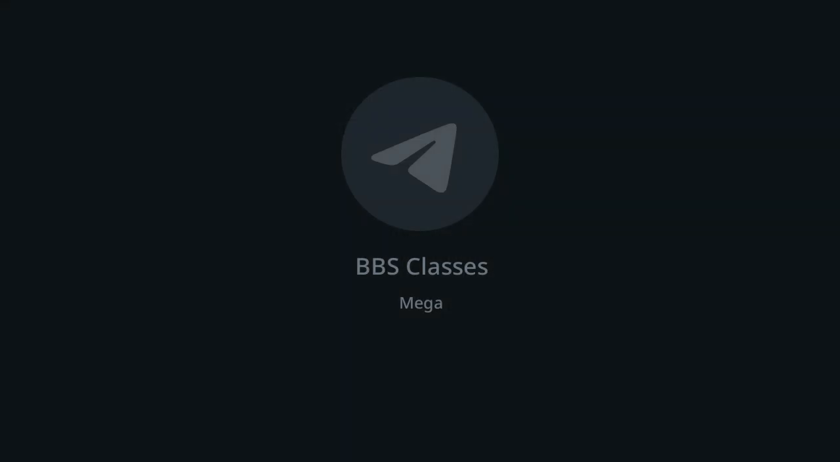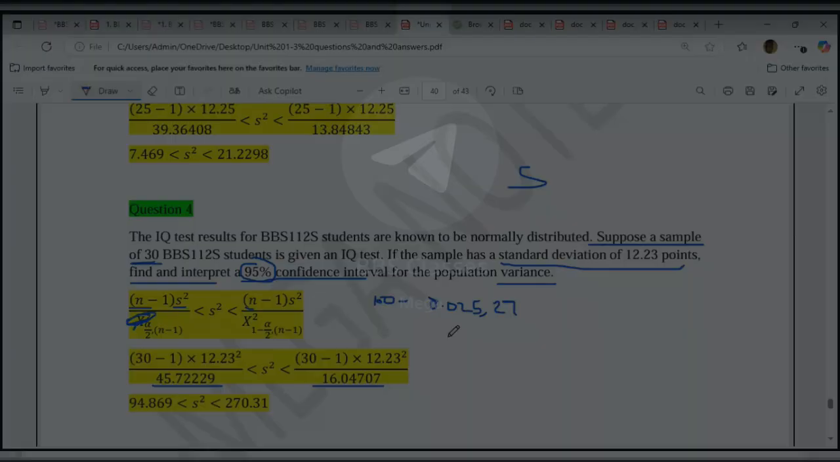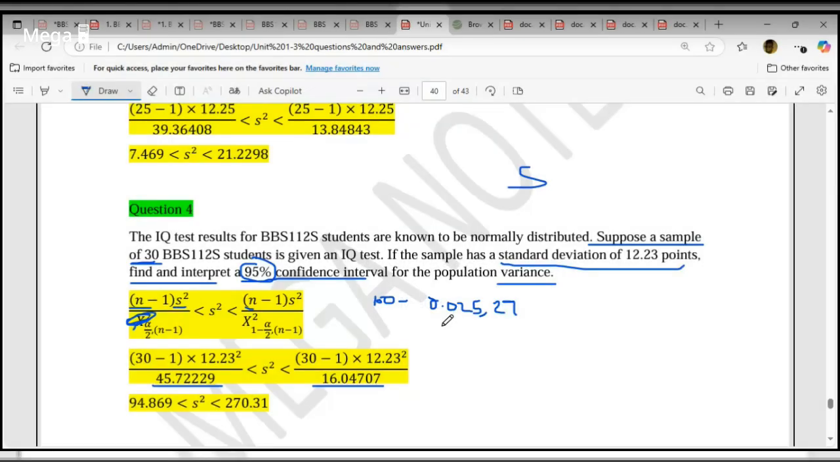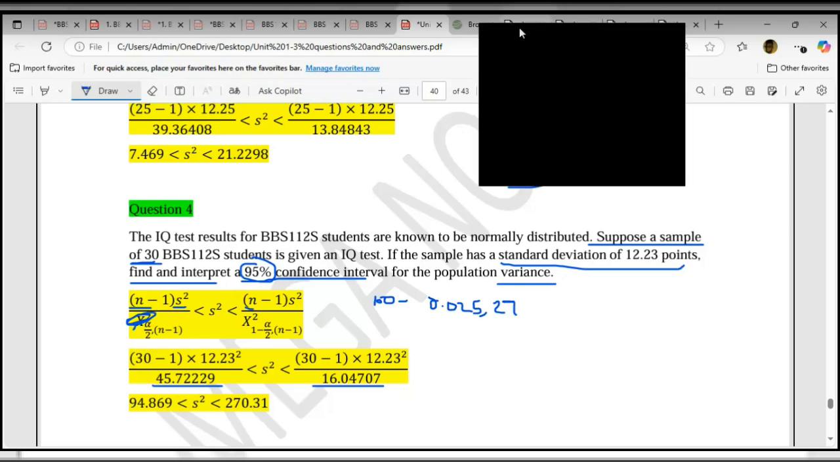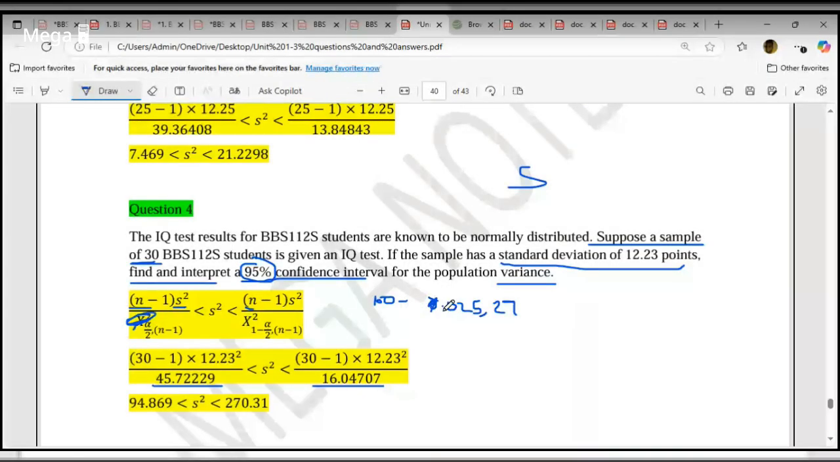Now I have two values. The question is, what do I do with these two values that I got? Now you go to your chi-square table that is attached at the end of your question paper. So you look for the value 0.025 and 29. Where they meet, that is the value you are going to put at the bottom.